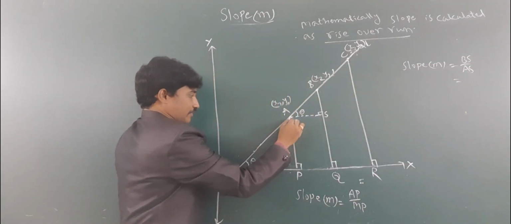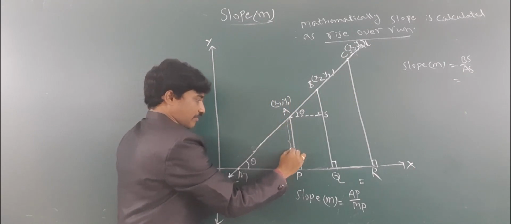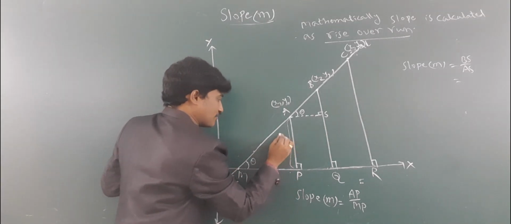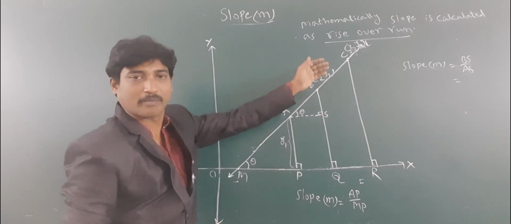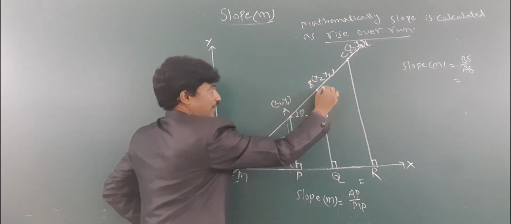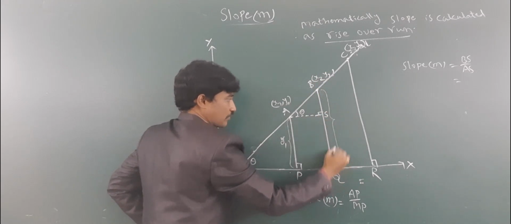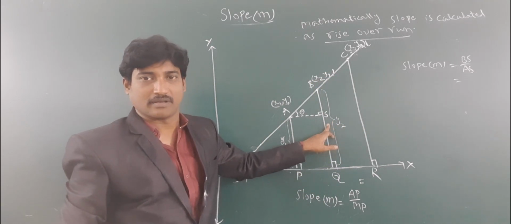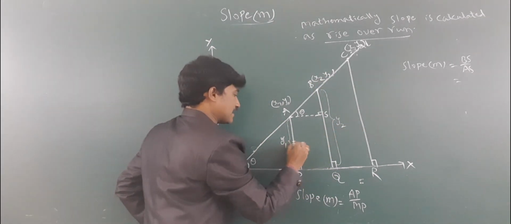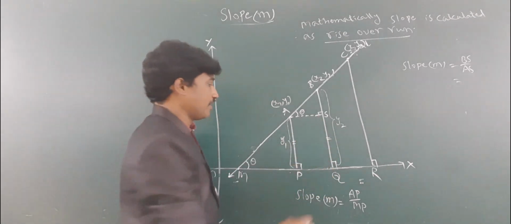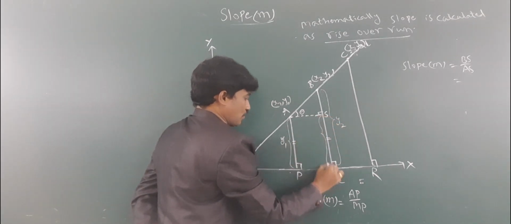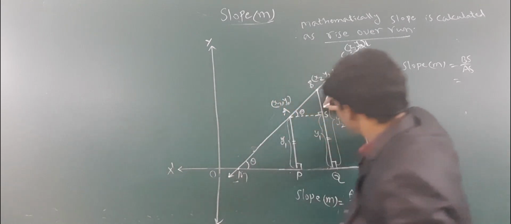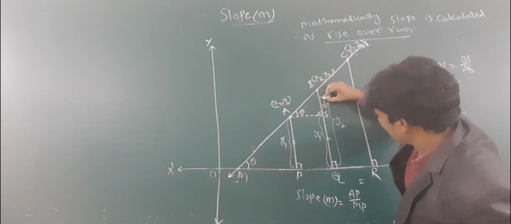Here, the perpendicular distance from a point to the x-axis is the y coordinate, which is y2. As APQS is a rectangle, opposite sides are equal, so SQ is also y1, then BS is y2 minus y1.